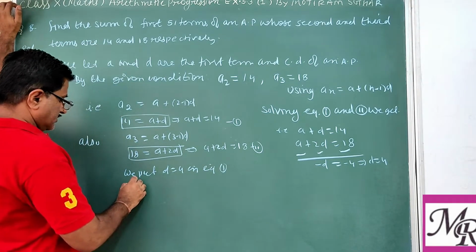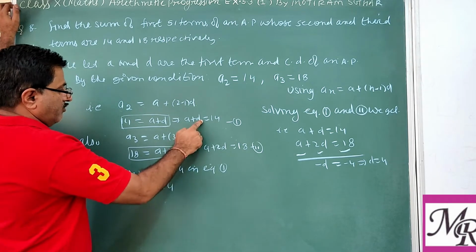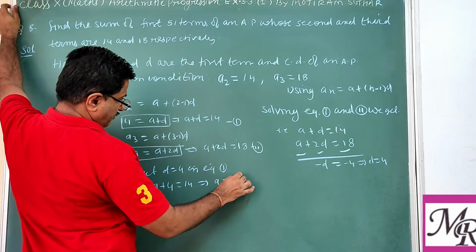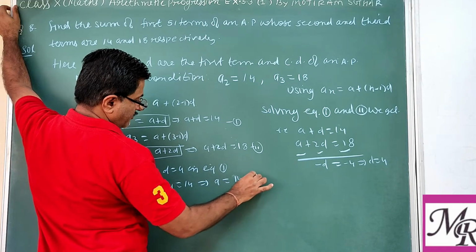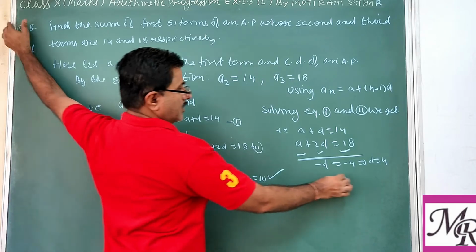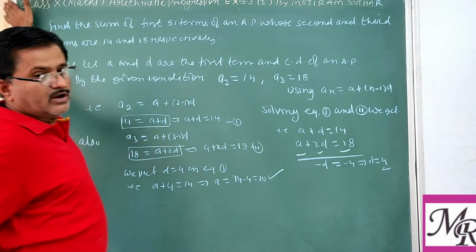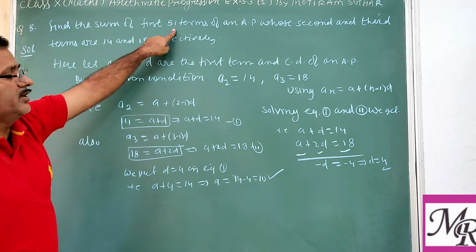That is what we get here, a plus d replaced as 4 equal to 14. So from this we get a equal to 14 minus 4 equal to 10. So we get the value of a and we get the value of d. Now what it says is we have to find the sum of first 51 terms.